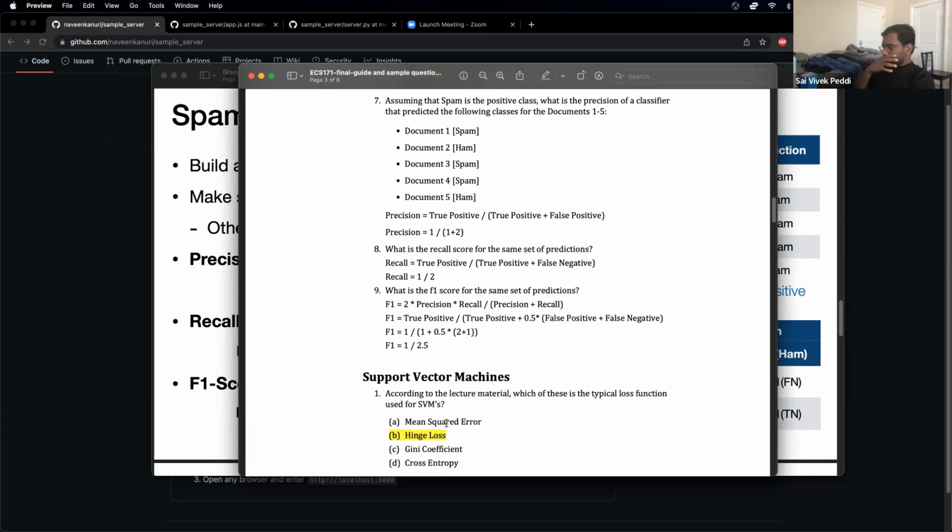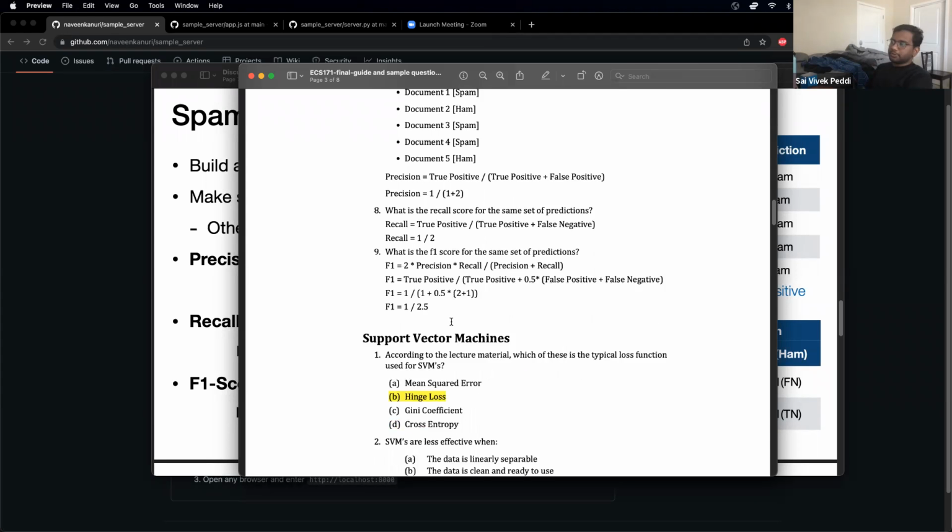Now, before moving to support vector machines, I'll pause for a second and ask if you have any questions on Naive Bayes. Okay, I will move on to support vector machines.